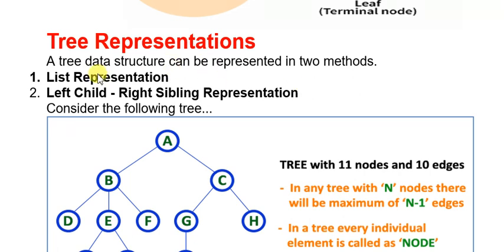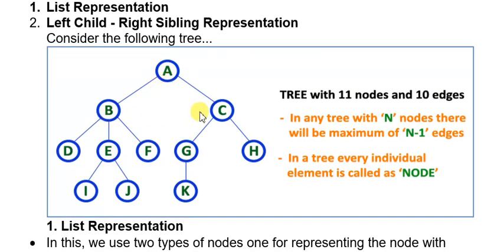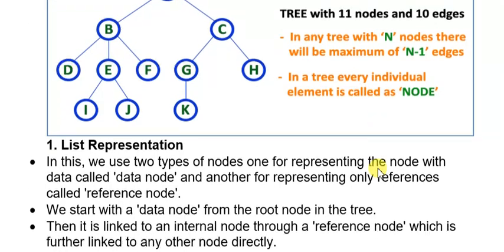Tree representation. A tree data structure can be represented in two methods: list representation, and left child, right sibling representation. Consider the following tree: A, B, C, D, E, F, G, H, I, J, K. A tree with 11 nodes and 10 edges. In any tree with n nodes, there will be a maximum of n minus 1 edges. In the tree, every individual element is called a node.